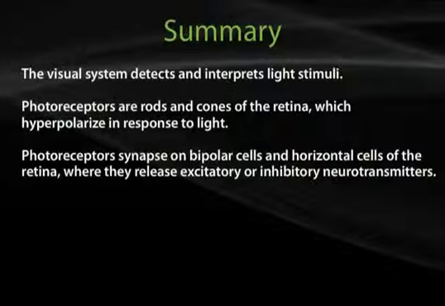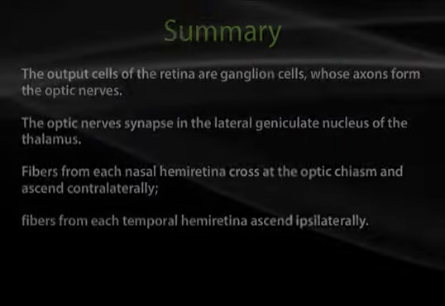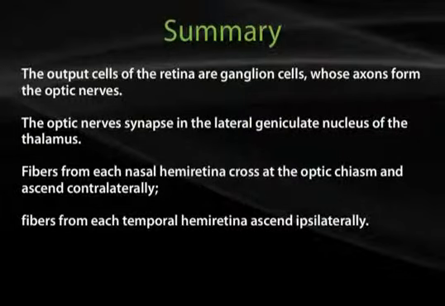Photoreceptors synapse on bipolar cells and horizontal cells of the retina, where they release excitatory or inhibitory neurotransmitters. The output cells of the retina are ganglion cells, whose axons form the optic nerves. The optic nerves synapse in the lateral geniculate nucleus of the thalamus. Fibers from each nasal hemiretina cross at the optic chiasm and ascend contralaterally. Fibers from each temporal hemiretina ascend ipsilaterally.